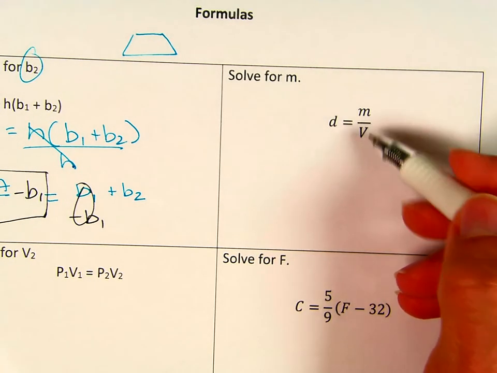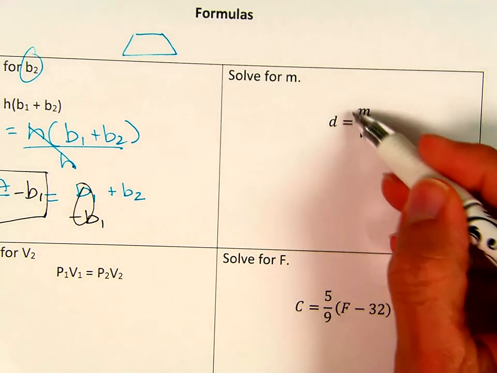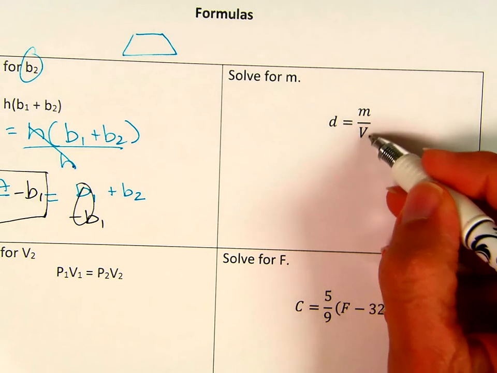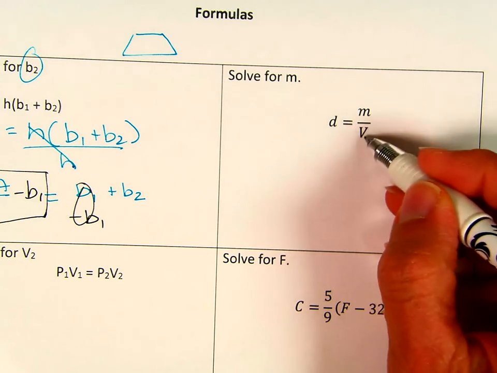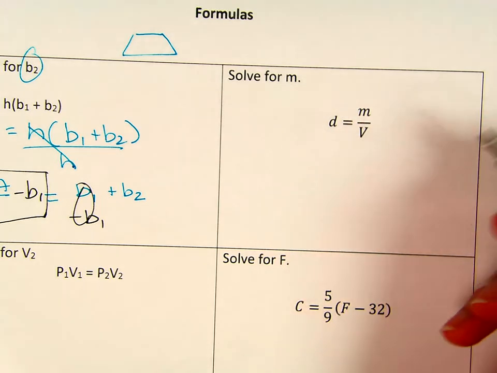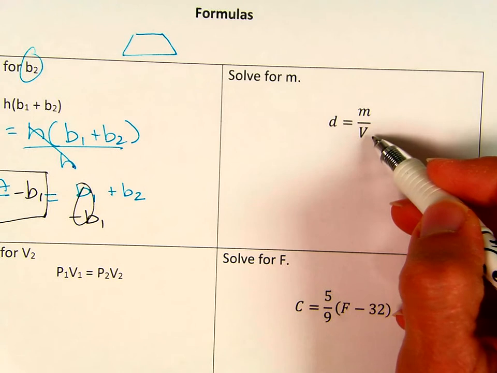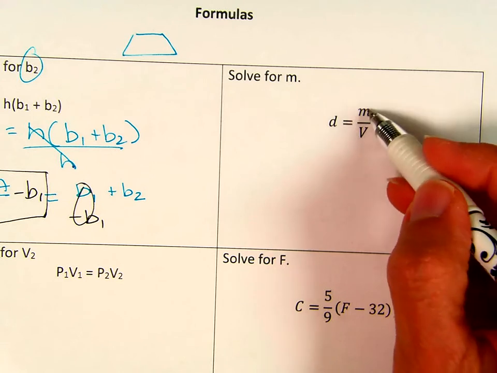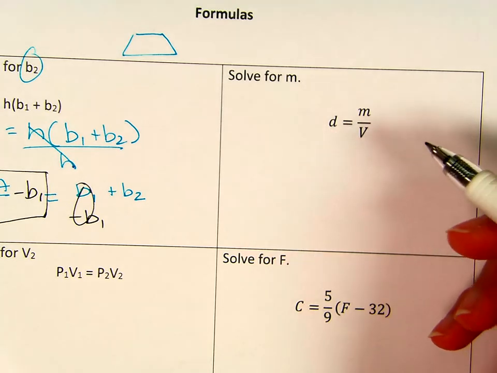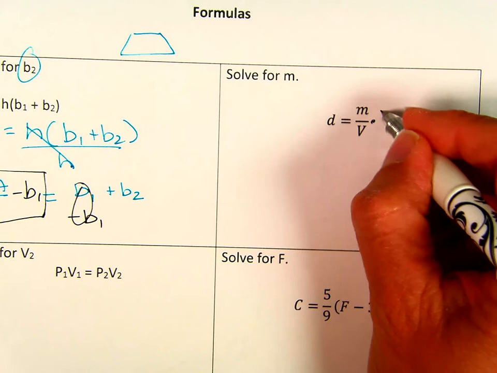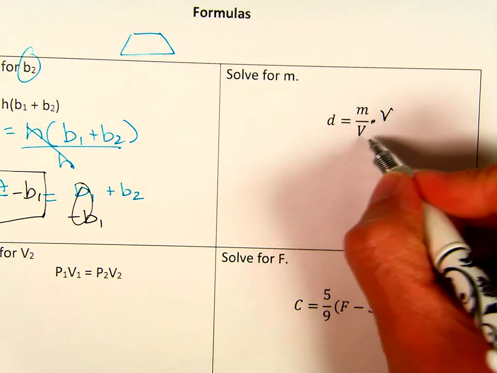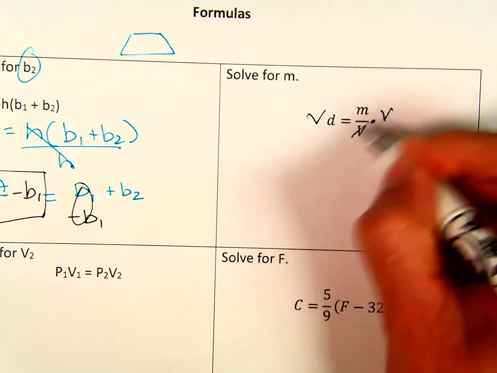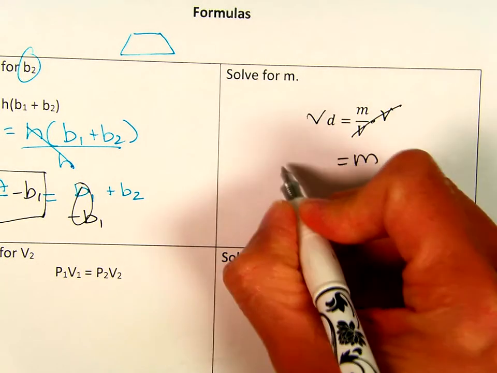Here's another formula. I'm supposed to solve for m. It's pretty basic because there's only one thing happening to m, right? V usually stands for volume. Velocity depends on if you're in physics or geometry. This is probably velocity, mass, density. I can't remember what this one stands for. But anyway, I'm going to get rid of the v by multiplying both sides by it. And then I get m equals d times v.